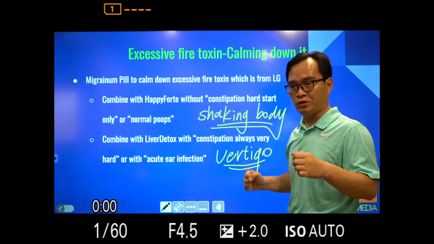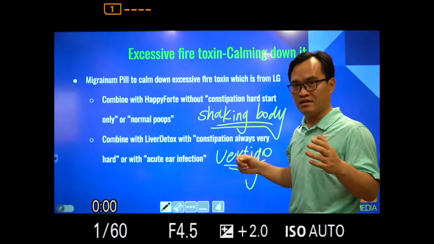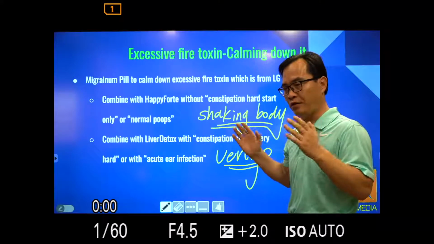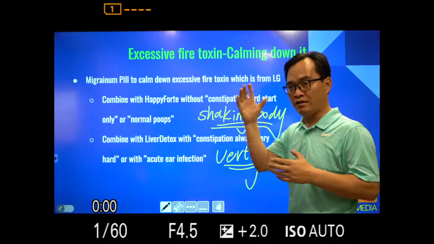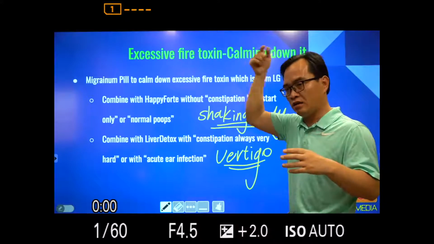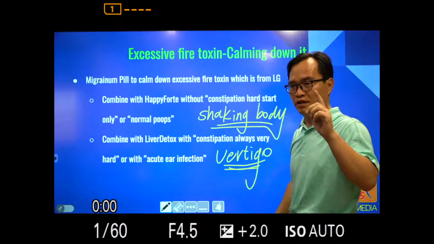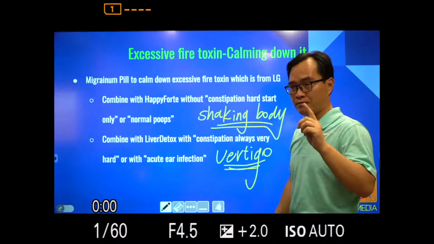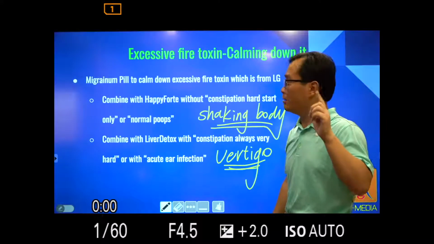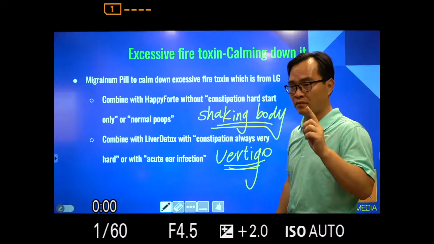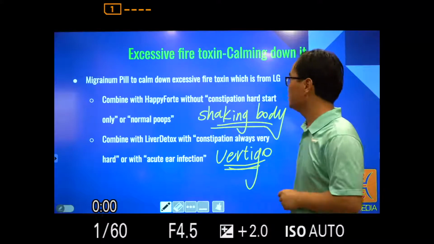The symptom is showing like it's one kind of dizziness, and you do not move, but you feel everything around you is turning around, and this kind of vertigo is showing like internal wind is happening, and this kind of internal wind is from excessive fire toxin.